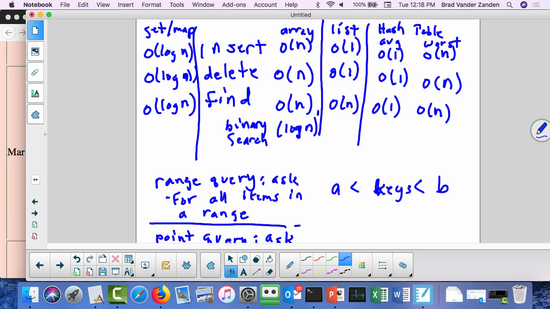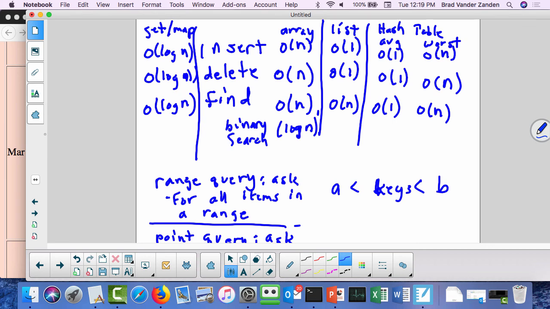But sets and maps will keep their keys in sorted order, which means that we can efficiently do range queries on them. And quickly, once we've found A, then we can iterate through the collection, and the items will all be next to each other. So we can say basically, while the key is less than B, just keep iterating and printing out those keys. So sets and maps are going to keep their elements in sorted order.